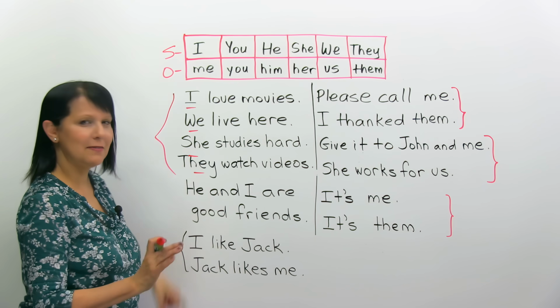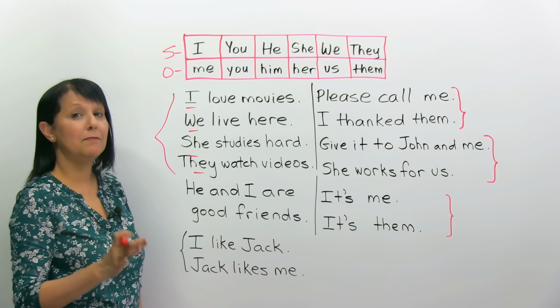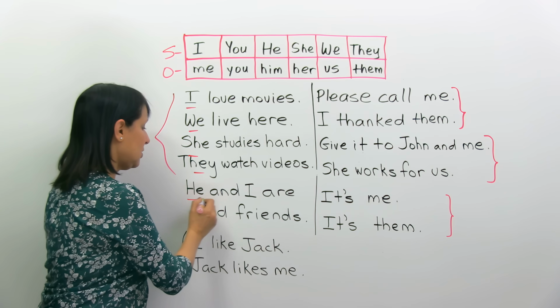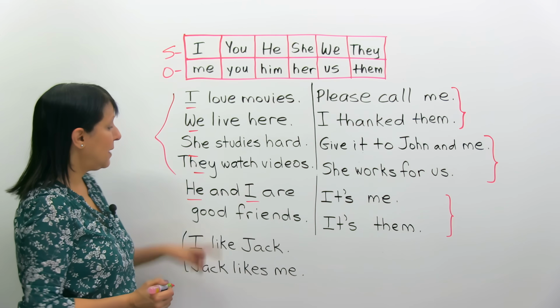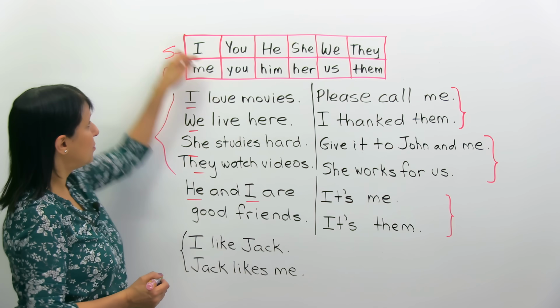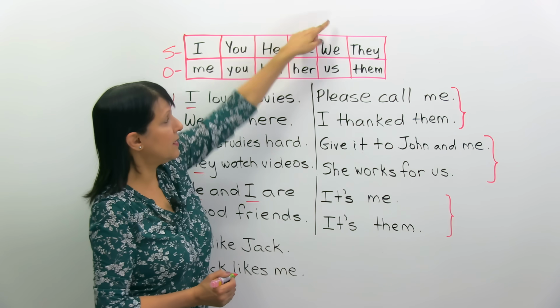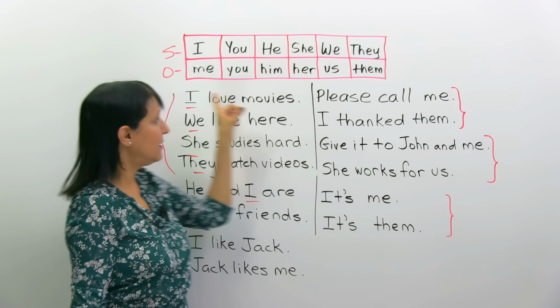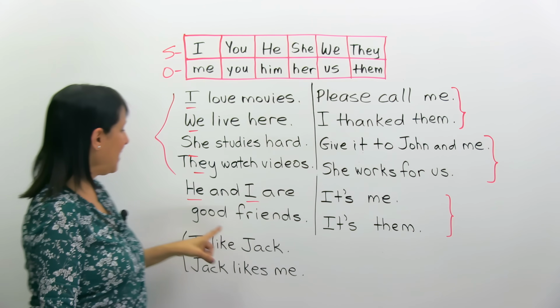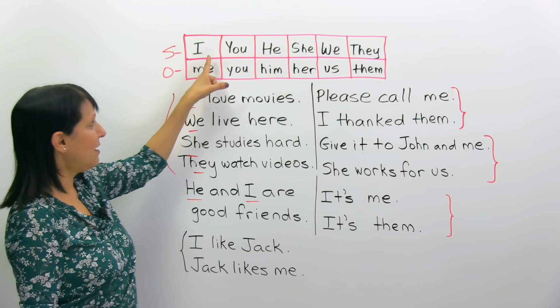But here, sometimes people get confused when we have more than one subject. So here it was he and I. But these are still the subjects. So we still have to take the word from here, take the pronoun from up here, and not from down here. So we have to say he and I.